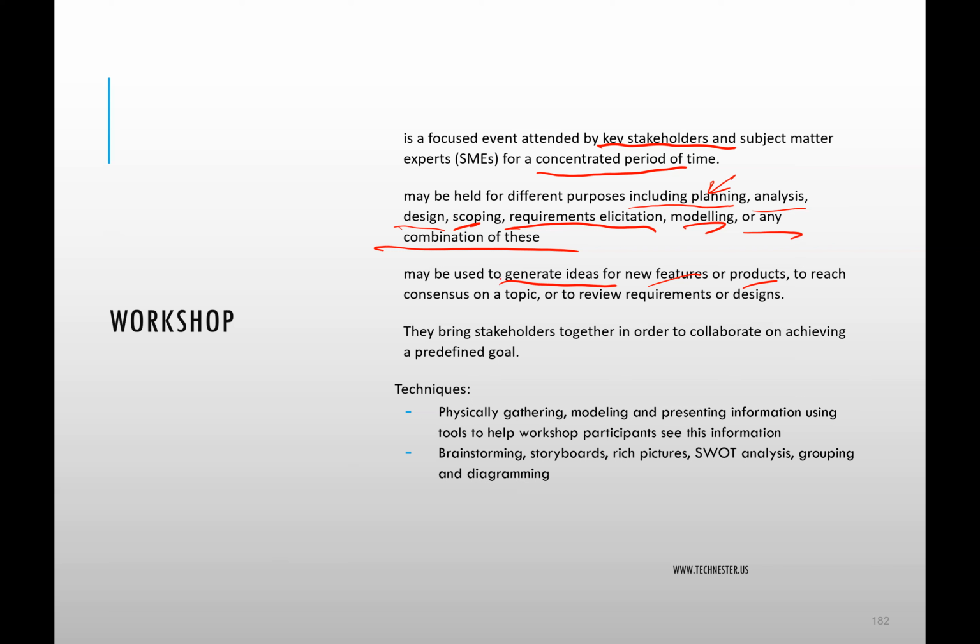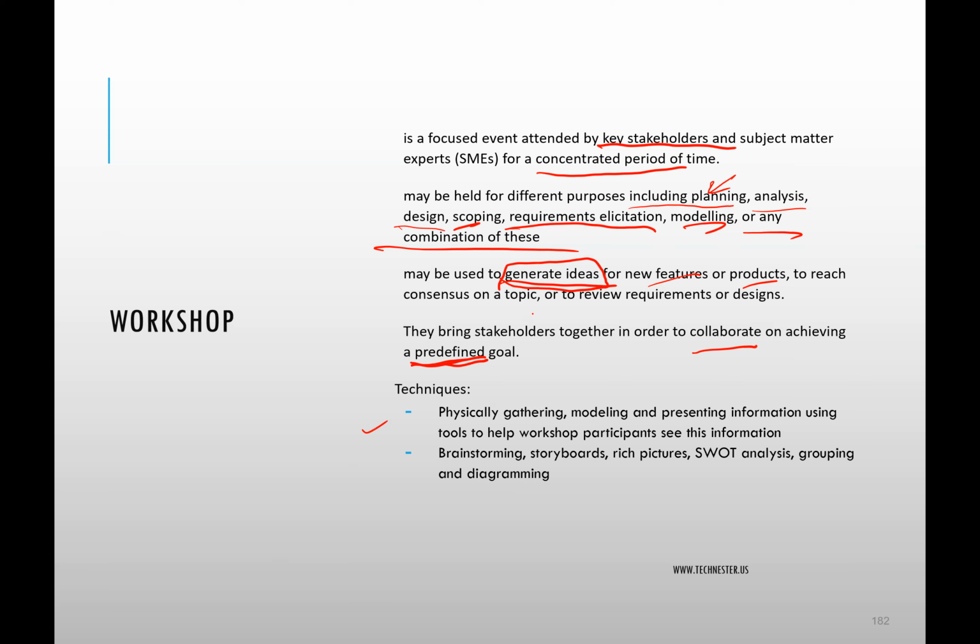A workshop may be used to generate ideas. So a brainstorming session is a workshop. So when you are organizing a brainstorming session, what you're doing is you're organizing a workshop to generate ideas, to brainstorm. So workshops help you bring your stakeholders together in order to collaborate on achieving a predefined goal. So the goal has to be predefined, predetermined. It's not in the workshop that we'll start saying, why are we here? Right? What are we even doing here? Right. So you would have come up with something you want to address in the workshop.